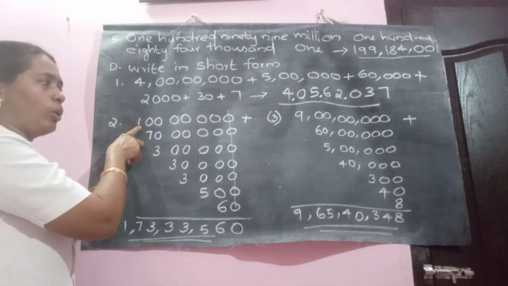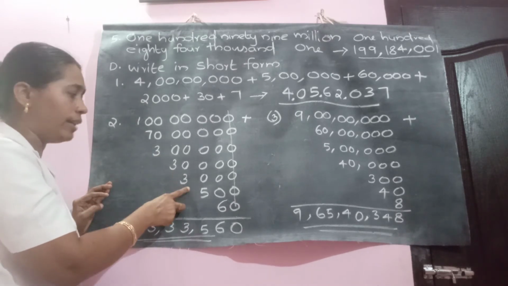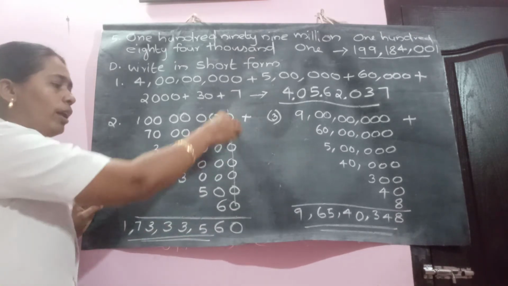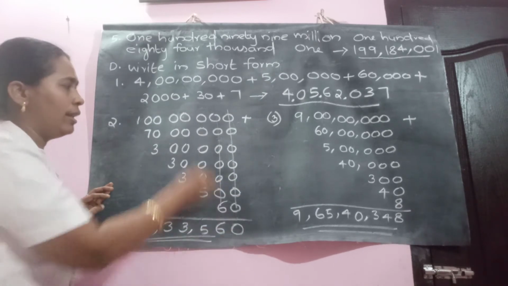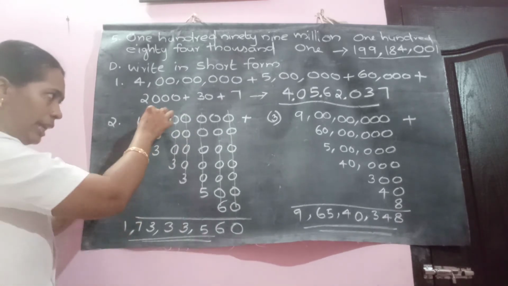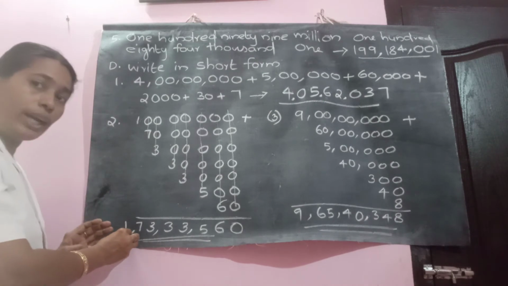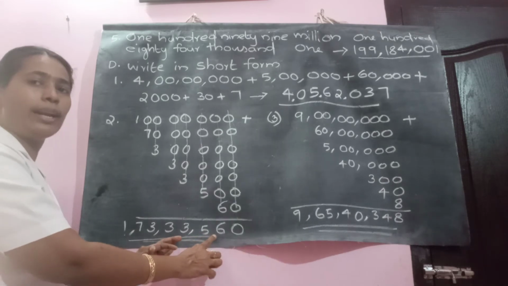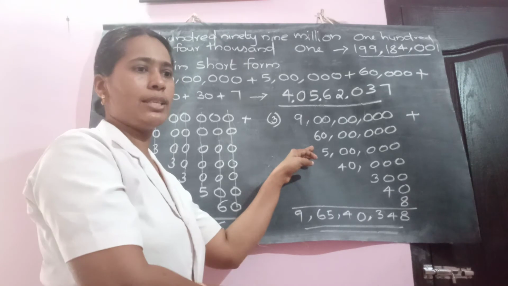First one is 1 crore. Then 70 lakh. Then 3 lakh. Then comes 30,000. Then 3,000. 500, then 60. By adding column-wise, this becomes 0. In the next column we have only one digit remaining, 6. Then next column 5. Then next column 3. Again 3. Again 3. Then comes 7 and the last digit 1. So the required number is 1 crore 73 lakh 33,560.